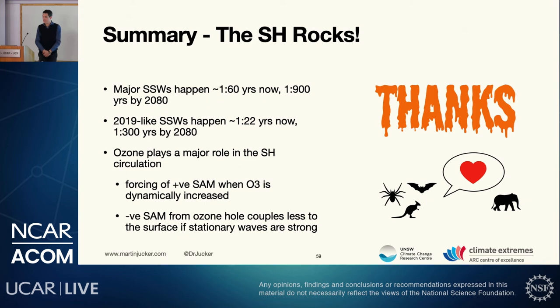Otherwise, ozone plays a major role in the Southern Hemisphere circulation. Unfortunately, it's not included in any of the seasonal forecasting systems. And so the first point is what I've shown you, that it can force a positive SAM when ozone is increased at a given year. And the one thing I was jumping over is that this is work done with really Chaim Garfinkel in Israel.